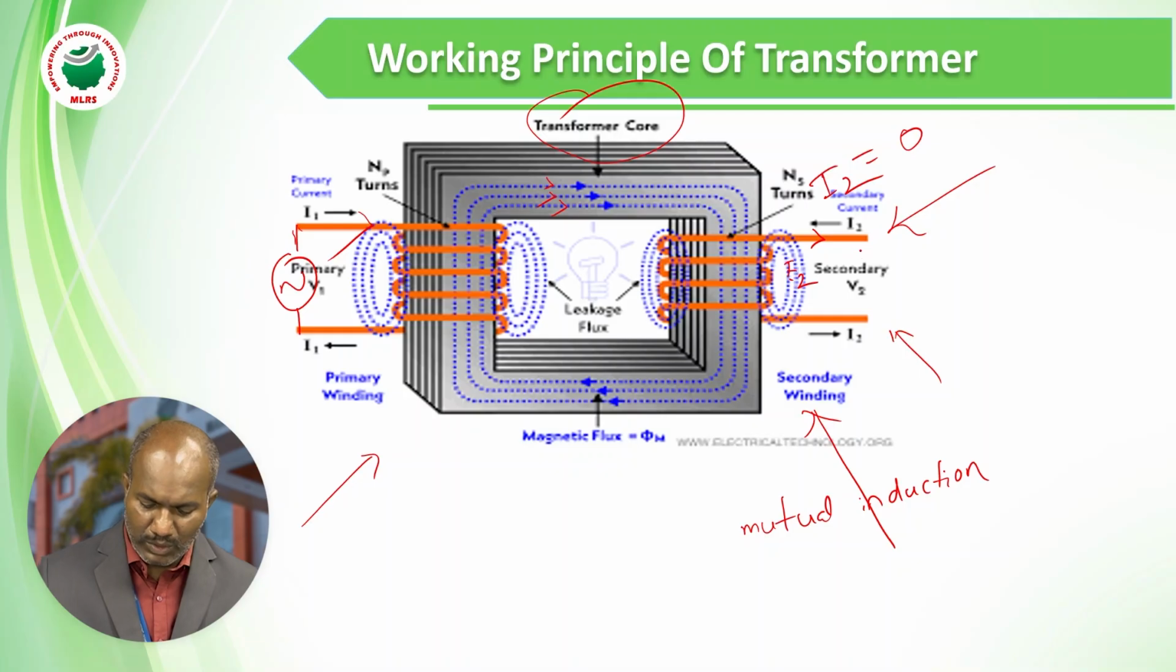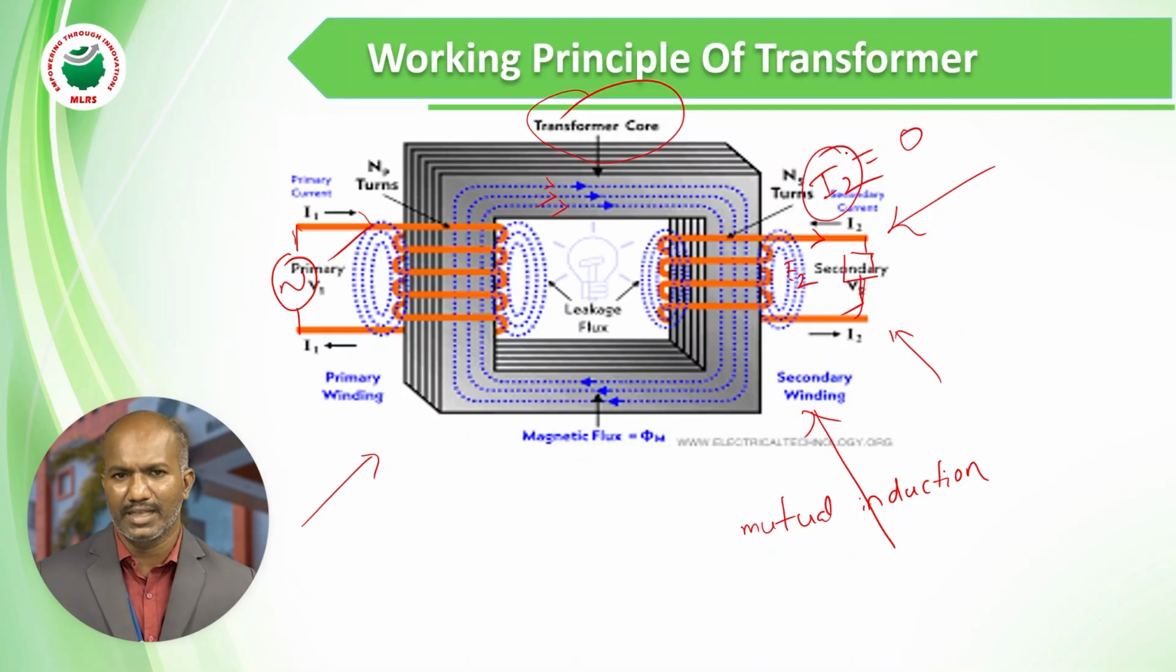So there is no load connected in the secondary winding. Even though induced EMF is there in the secondary winding, we won't get current because there is no closed path. Definitely there will be current when there is load connected to this secondary winding. Whenever there is load in the secondary winding, we have some secondary current, that is I2, flowing in the secondary winding of the transformer.